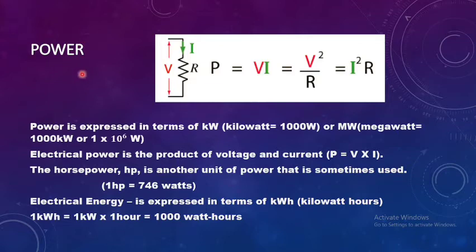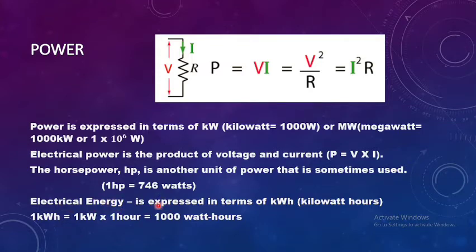So let's go to power. Power is expressed in terms of kilowatt. Kilowatt is equivalent to 1000 watts, and a megawatt is 1000 kilowatts, or 1 times 10 to the power of 6 watts. The electrical power is the product of the voltage and current. We have also another unit of power, horsepower, or HP, that is sometimes used. 1 horsepower is equivalent to 746 watts.